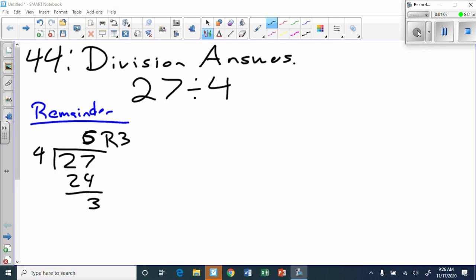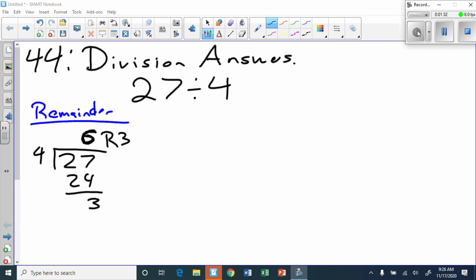Okay, so if it's something we can't break up and we're looking at average, we have these 3 left over, we got to find a place for them. I'm thinking like, let's take a field trip. And on my field trip, I have 27 students, and 4 people can fit in each vehicle. So how many vehicles do we need? And this says we need 6 vehicles, but there's 3 people left over.